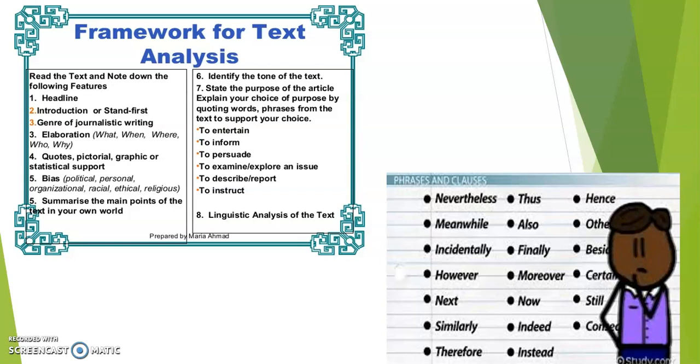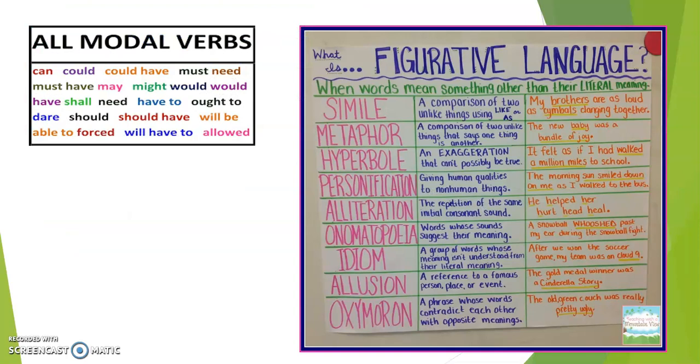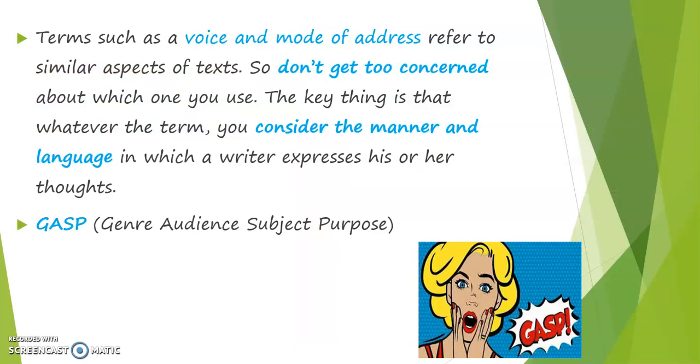There are some phrases or clauses you can use to show the transition from one idea to the other, and there are some ideas that you can also include using sentence connectors. Now, the use of modal verbs and figurative language. These are the main things you have to look into. And remember, figurative language is what you use in order to comment on or write about your style of writing.